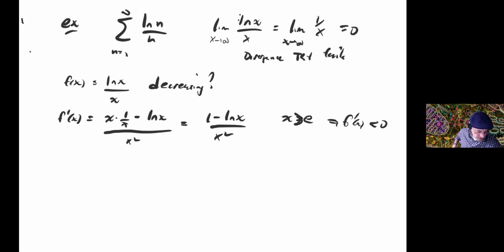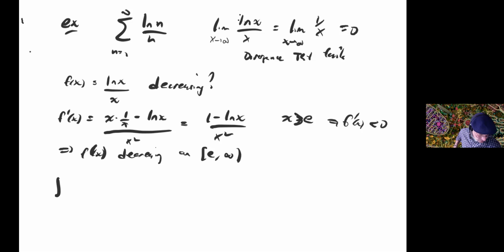So therefore, since f prime of x is negative, it follows that f prime of x is decreasing, f of x is decreasing on the interval from e to infinity, and that's enough, I said, for the integral test. Okay, so let's apply the integral test.